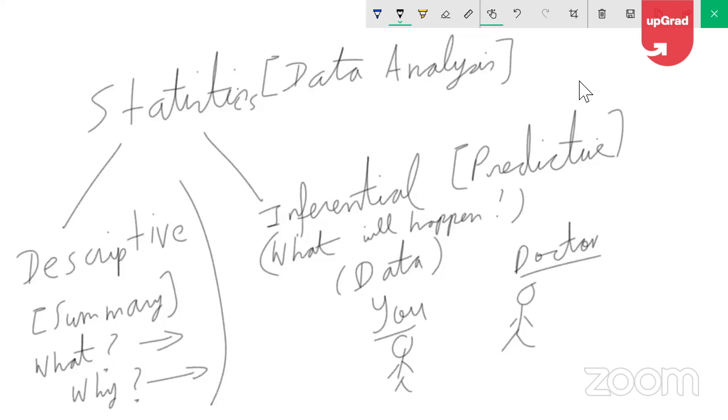Now, as I said, statistics is basically data analysis, and the terms get misused quite a lot. They're pretty much the same thing. So don't be confused when somebody uses the term descriptive statistics and descriptive analytics. They effectively mean the same thing.